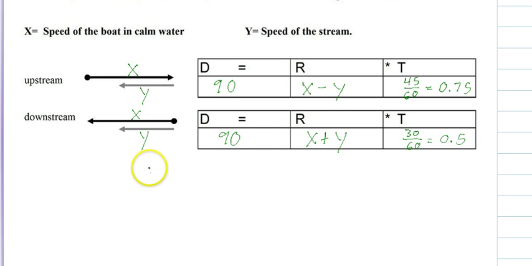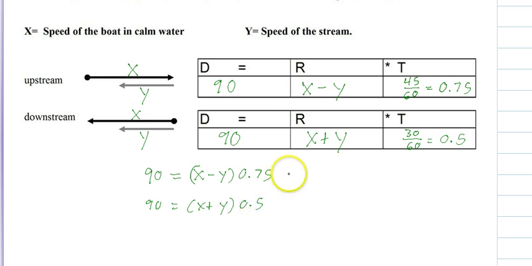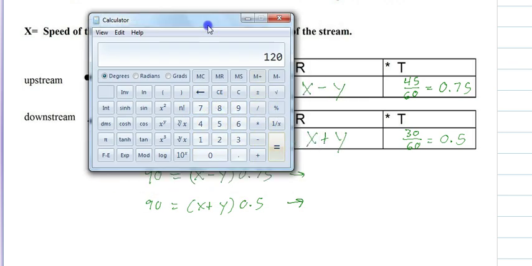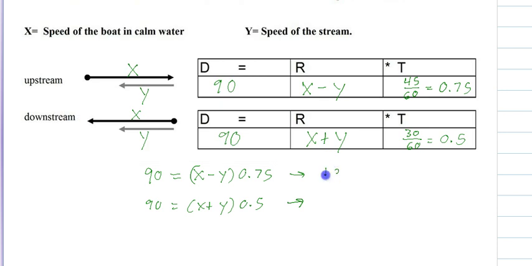So for the first situation, which is upstream, we have an equation like this. And for the second situation, we have another, and then now we have our linear equations. Before we would actually distribute this, but since these are nice, what we're going to do is divide them. So what's 90 divided by 0.75? 120. So we get 120 equals x minus y.